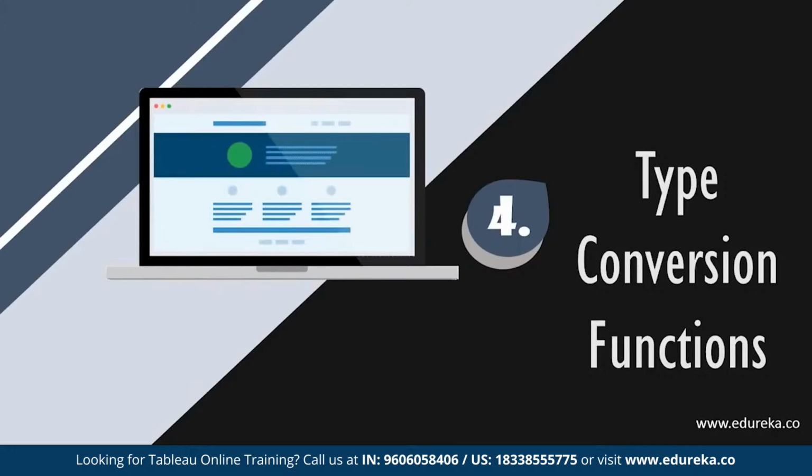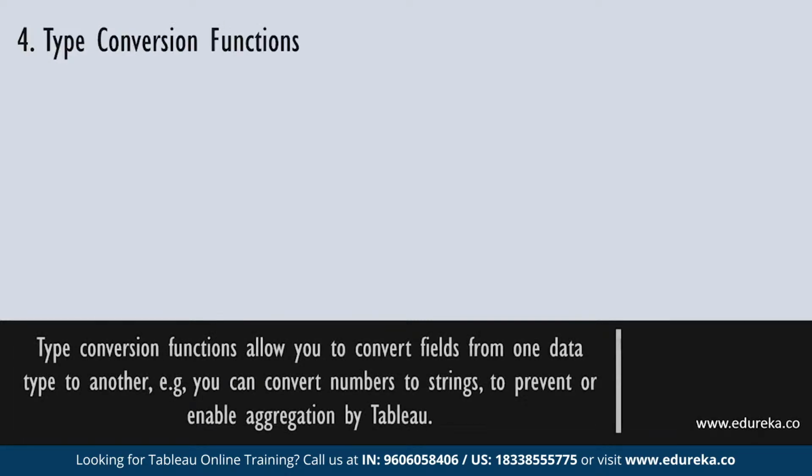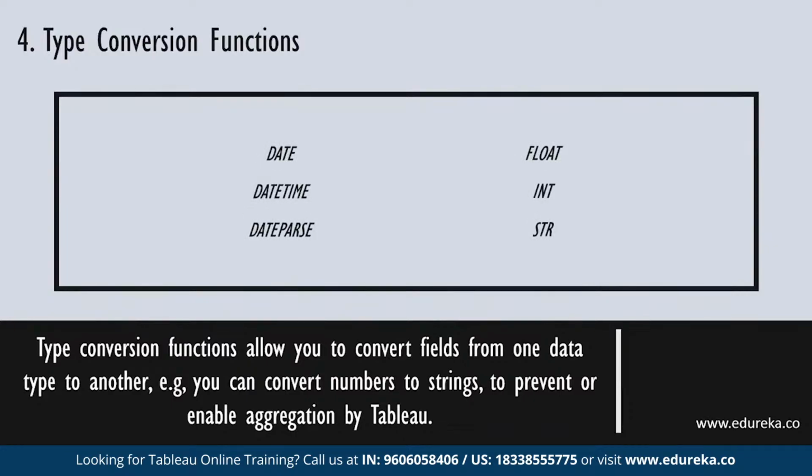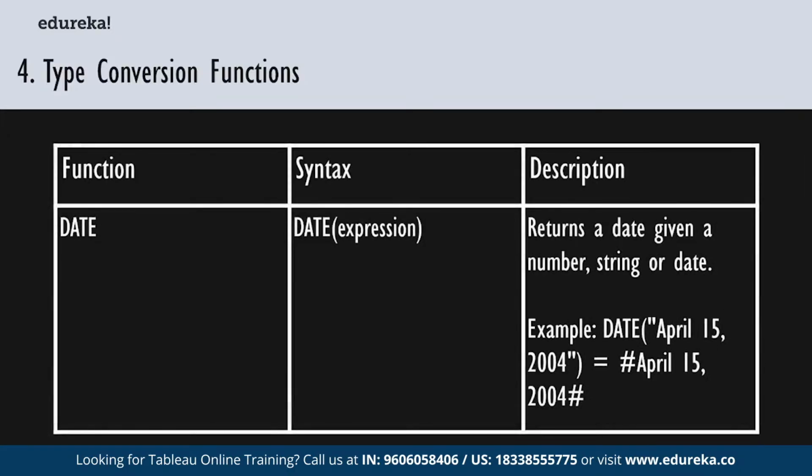Next, we have type conversion functions. Now, why do you use these functions? Type conversion functions allow you to convert fields from one data type to another. So basically, you can convert numbers to strings, such as age values, so that your Tableau will not try to aggregate them. So let's move on to our first type conversion function. The first one is date. Now basically this returns a date given a number, string, or date expression.